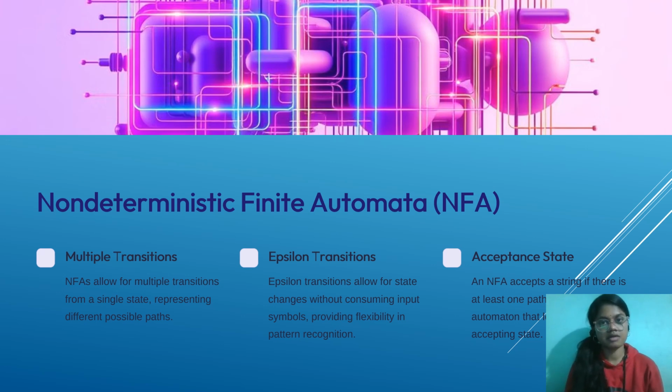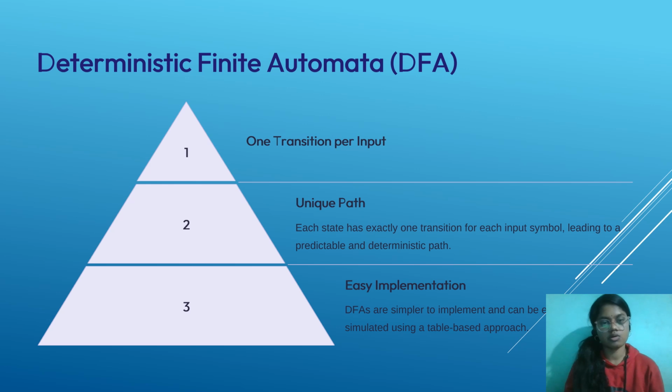There we can mention the epsilon, which indicates the empty string, moving to the next state. Then the acceptance states: an NFA accepts a string if there is at least one path. So this is about the acceptance state. All of these are the properties of non-deterministic finite automata.